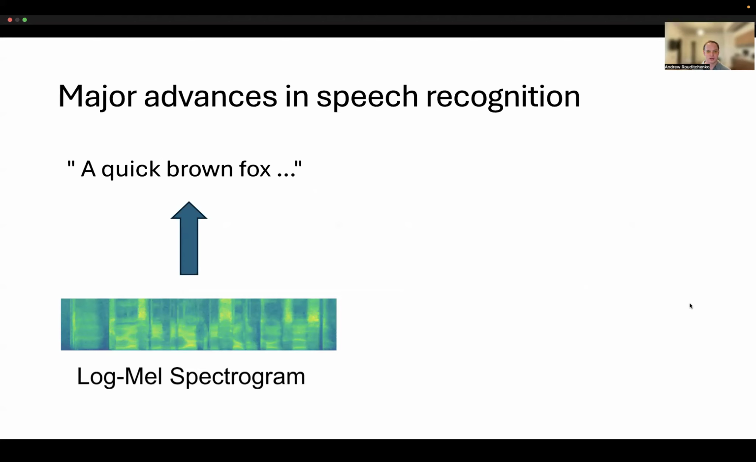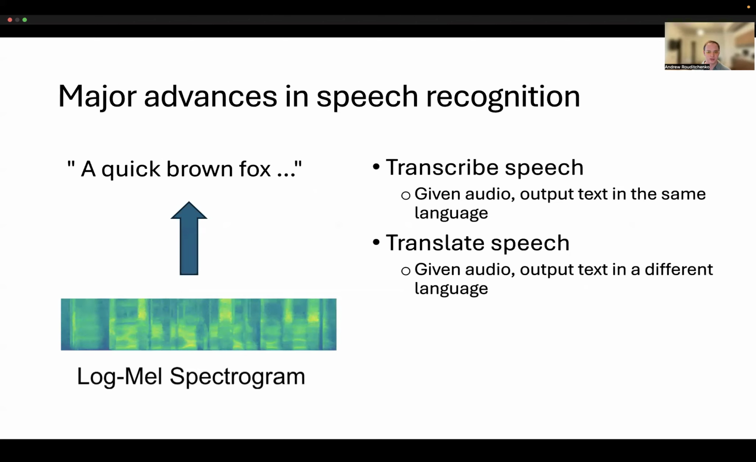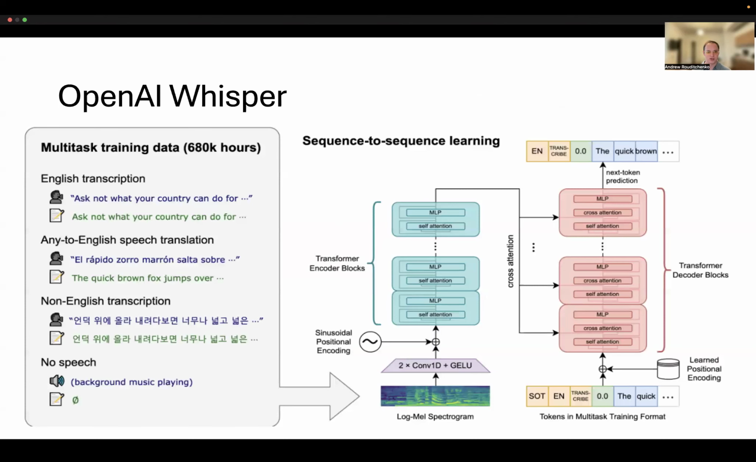In recent years, speech recognition has made major advances, and speech recognition models these days are capable of many tasks, including transcribing speech, meaning given audio, output text in the same language corresponding to what's in the audio, and translating speech, meaning given audio, outputting text in a different language. One such model is Whisper from OpenAI. It was trained on a lot of speech recognition data, about 680,000 hours of data, which included transcription and translation data. And it's capable of performing these tasks for about 100 different languages.